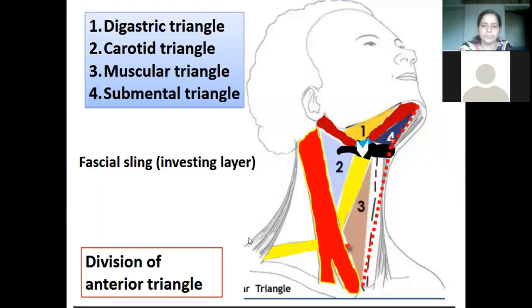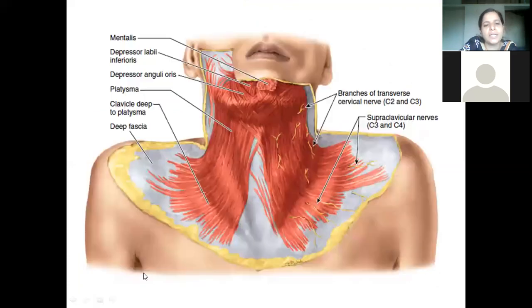Okay. Now, different pictures are shown to make you understand, but the concept remains the same. So this is the digastric triangle. Number 2 area is the carotid triangle. Number 3 area is the muscular triangle, and this number 4 area is the submental triangle. Like that we have 4 triangles, which are the subdivisions of the anterior triangle.